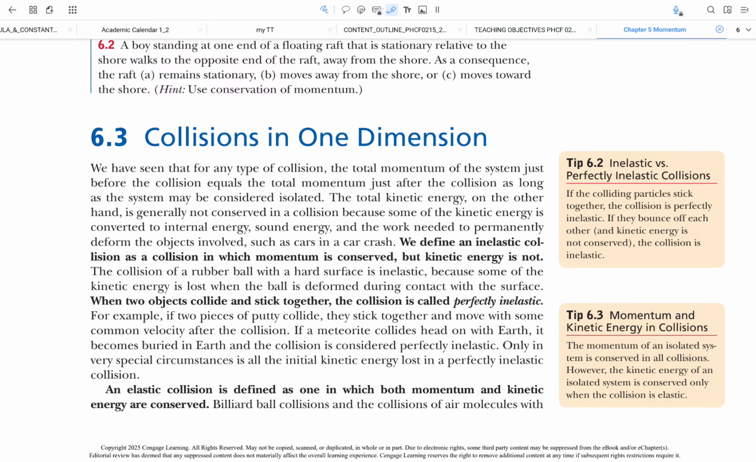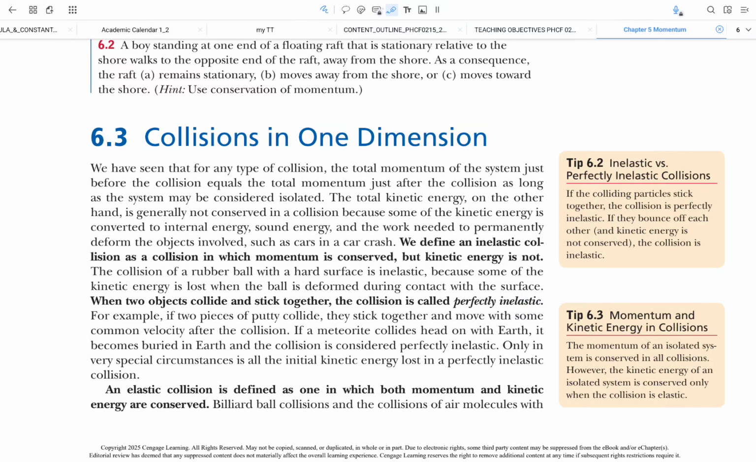Our next one, collisions. This is our last subtopic actually. We have two types of collision: one we call elastic, and one we call inelastic. Elastic and inelastic.